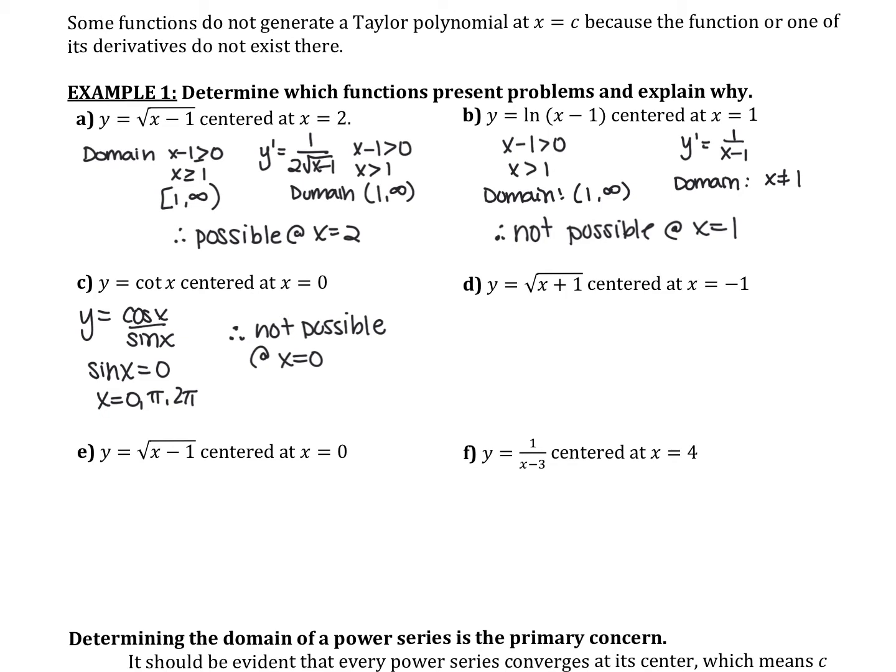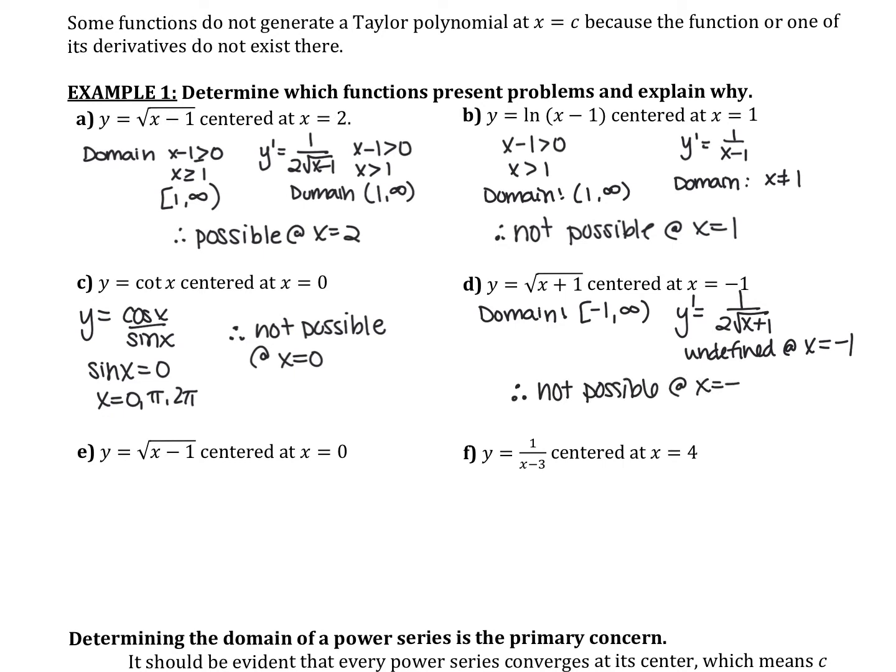All right, D. If we look at D, my domain here, I'm going to go ahead and jump straight to the domain. I can be from -1 to infinity. So centered at -1 right now is not a problem. If I take my derivative of this, y prime equals 1 over 2 square root of x plus 1, here I have a problem. At -1, this makes my denominator 0, so therefore it's undefined. At x equals -1, which means I have a problem, therefore this one is not possible.